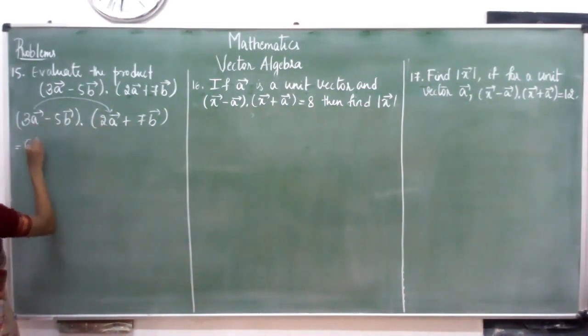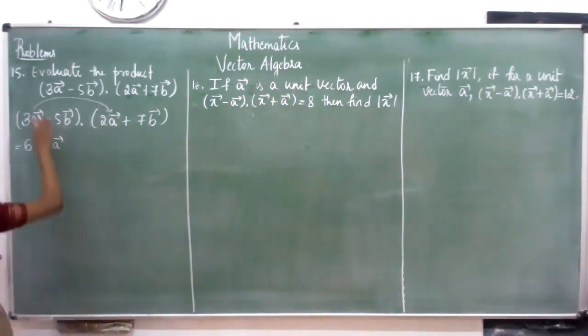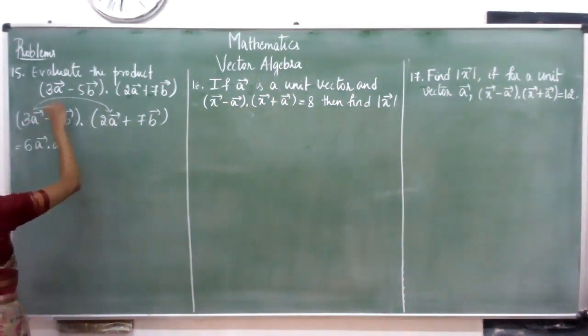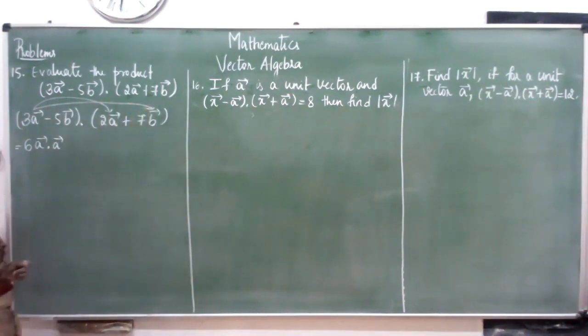Then you have vector A dot vector A. Next, the same thing now with the second vector, means the second term in the second vector.